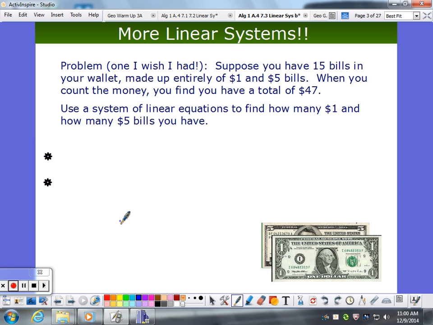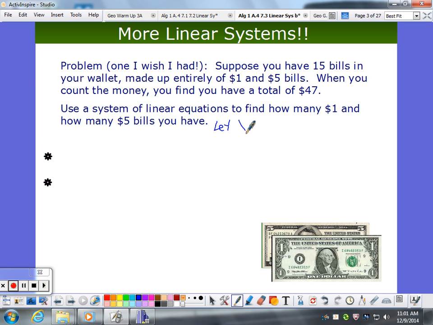Okay, so here's a problem. Suppose you open your wallet. Now, when I open my wallet, moths fly out. There's nothing in there. But suppose there's 15 different bills in there, and I don't know what kind they are yet. The thing I do know is they're made up of $1 and $5 bills. And when I count it all up, I get $47. And I use a system of linear equations to find out how many $1 and how many $5 bills I have.